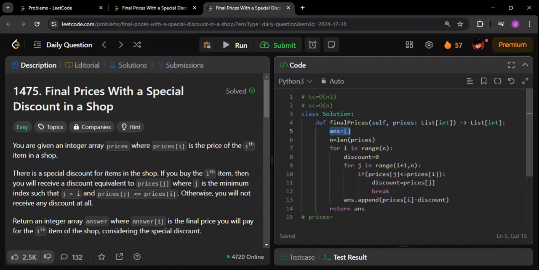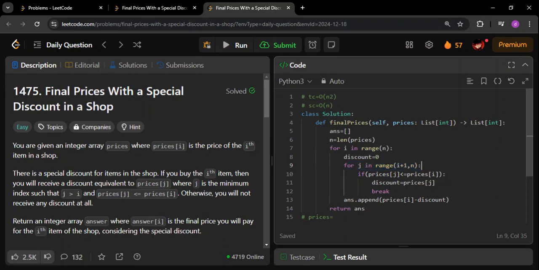First, I have to create the answer. I'm capturing the length of the prices. Then I am starting the iteration. I'm going from index 0 to n minus 1. For each index, I'm calculating the discount. Now I have to start another loop within the first loop. This loop will be from i plus 1 till the last, that is, i plus 1 till n minus 1.